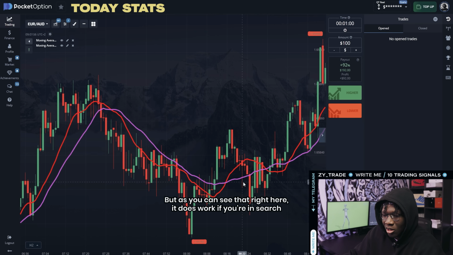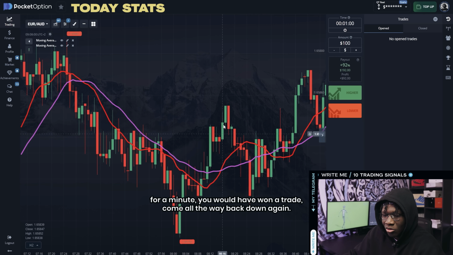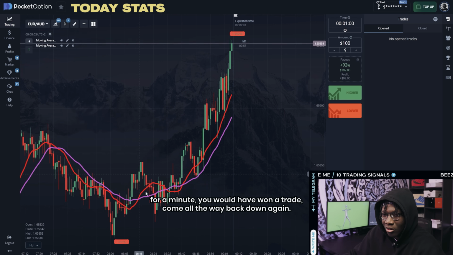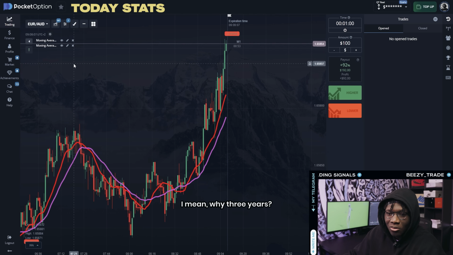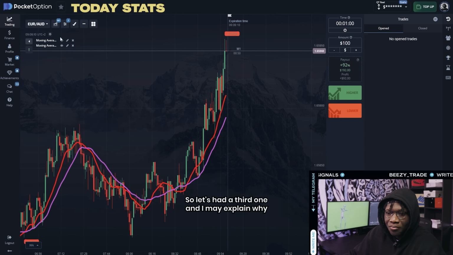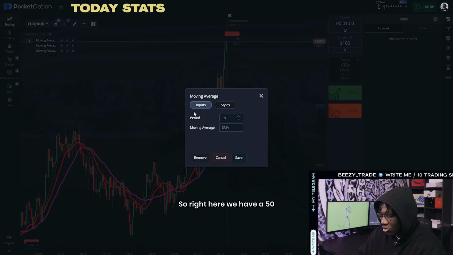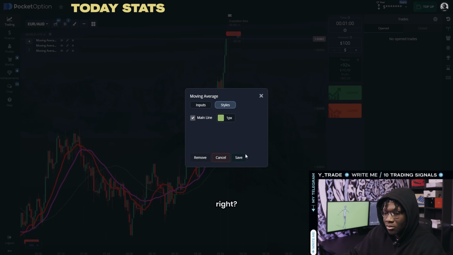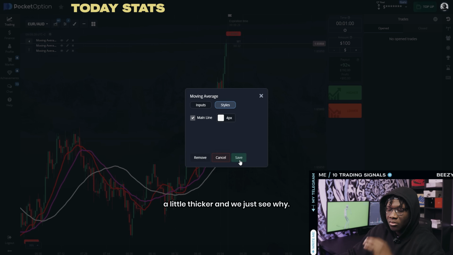But as you can see right here, it does work. If you had entered a trade for a minute, you would have won the trade. But you can see it come all the way back down again. So why 3 SMAs? Let's add a third one, and I'm going to explain why this could have been a changer if I had known about it. Right here, we have a 50 SMA. Let's make it white, a little thicker, and save it.